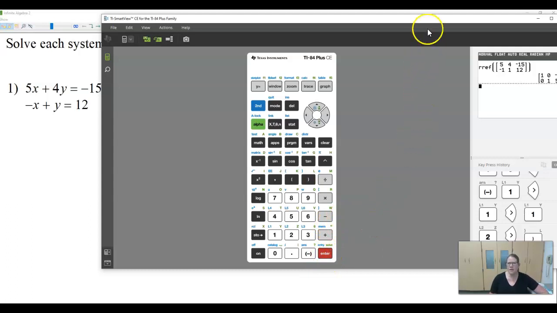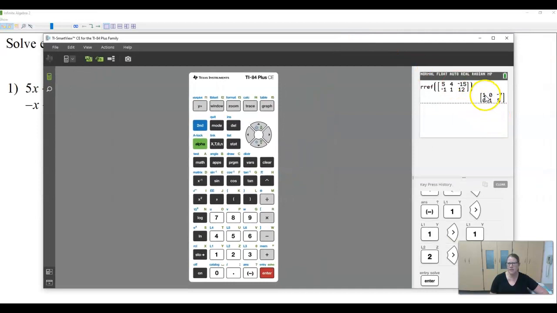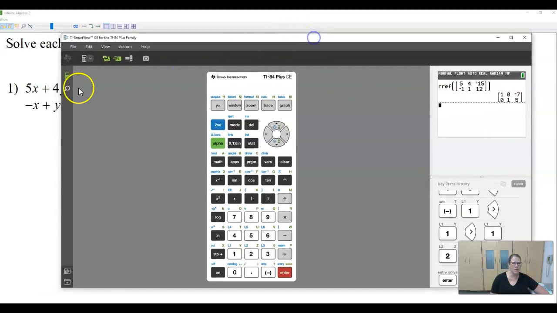So now what it's showing me here is another matrix. In the matrix, I have a 1, and then a 0, and then I have a number. In the bottom one, I have a 0, and then a 1, and then a number. So let's look at our equations again. Over here, I have the x listed first, and the y listed second. So because this first row has a 1 in the position of x, this is the same as saying 1x equals negative 7.